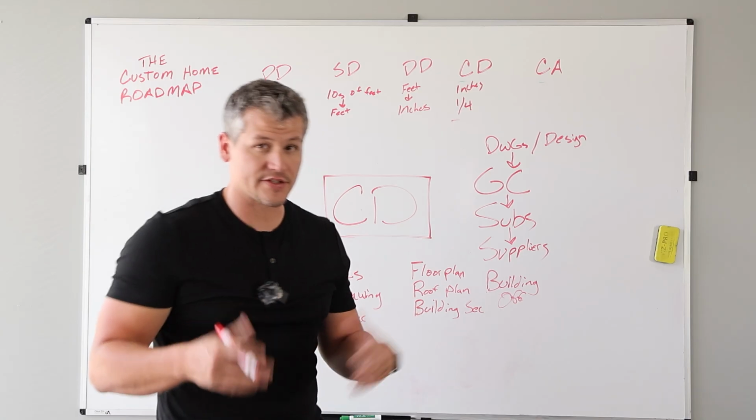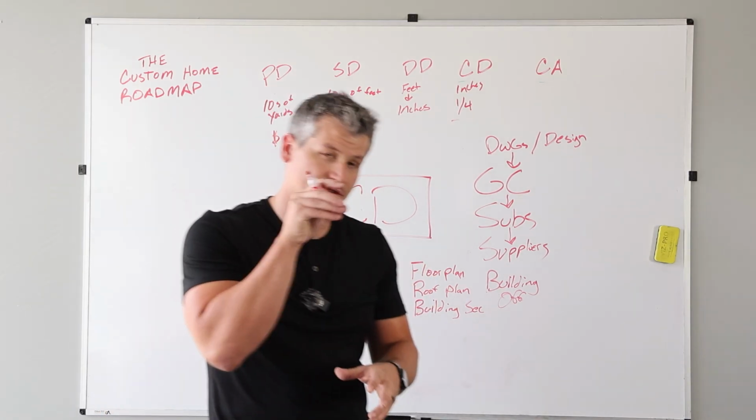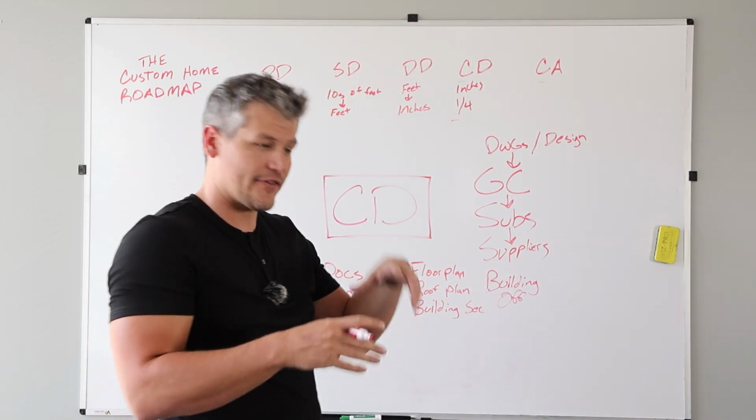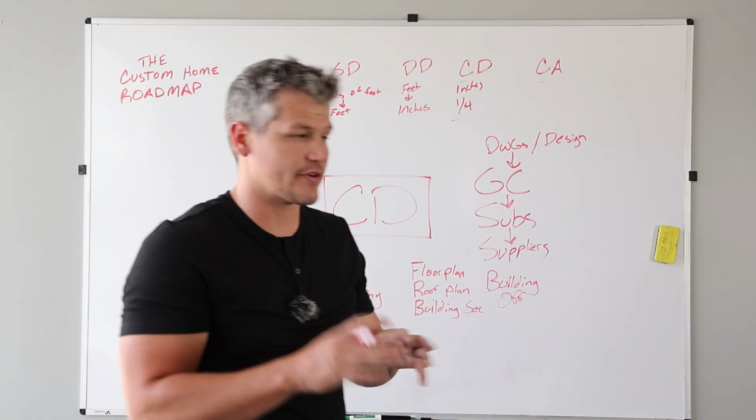You may see wall sections. Wall sections are just a zoomed-in version of that building section, where we're zooming in to how those finishes are going to interact with the wall, how that wall is actually going to interact with that specific floor joist or whatever it is.